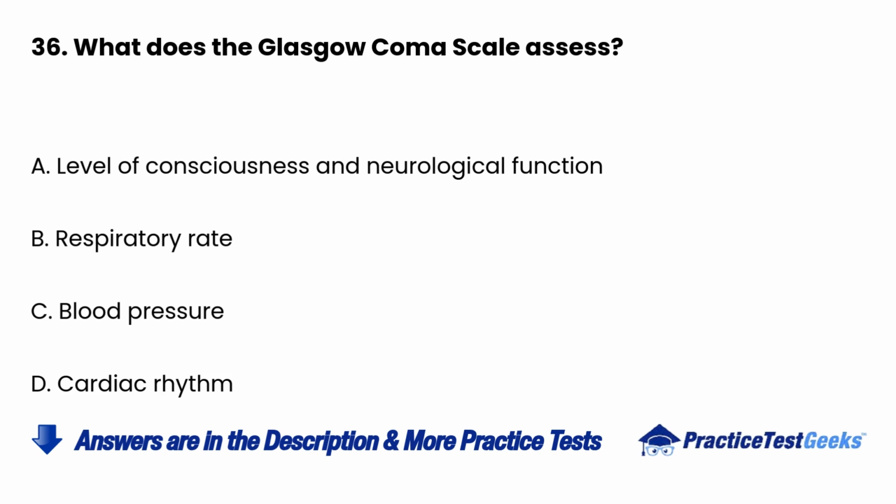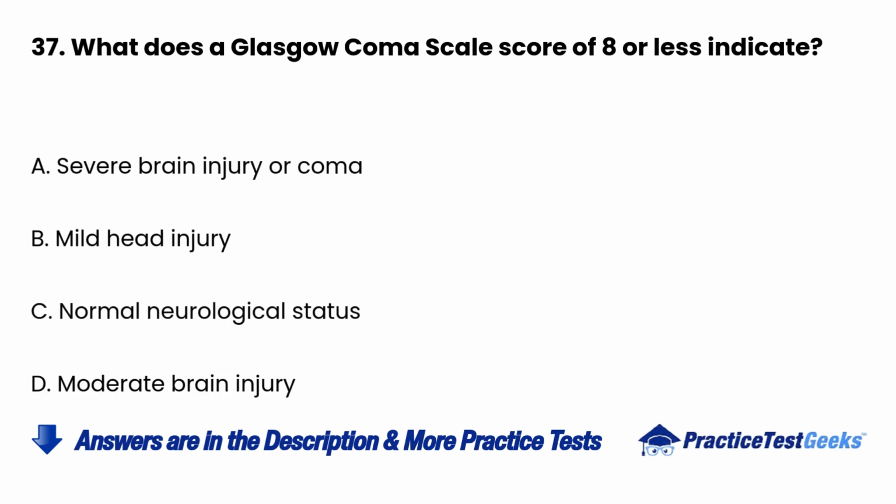A. Level of consciousness and neurological function. B. Respiratory rate. C. Blood pressure. D. Cardiac rhythm. 37. What does a Glasgow Coma Scale score of 8 or less indicate?